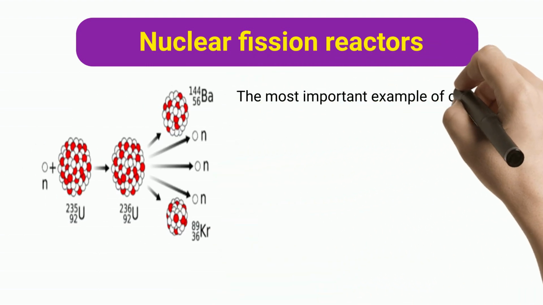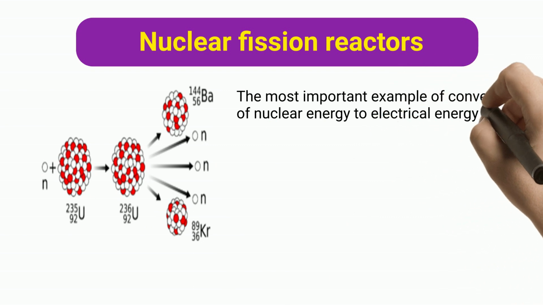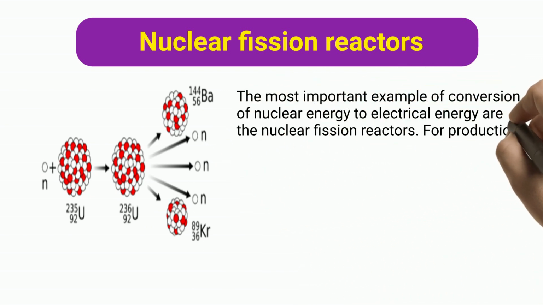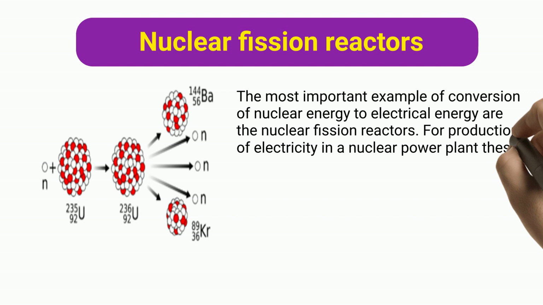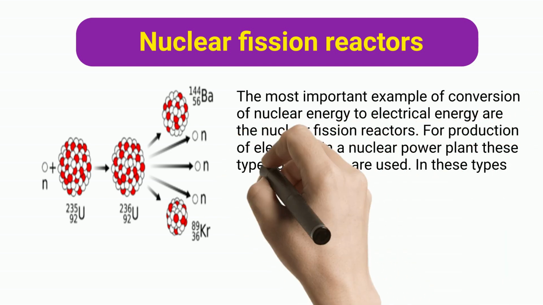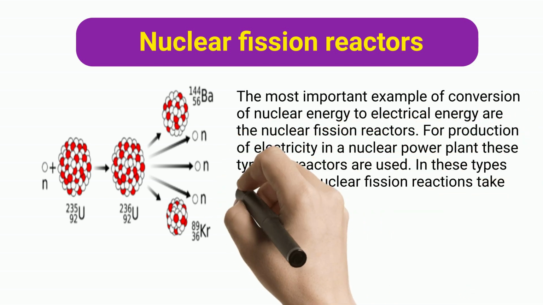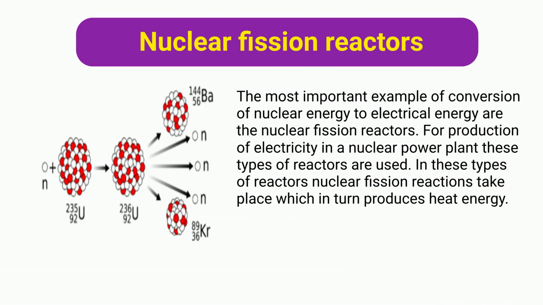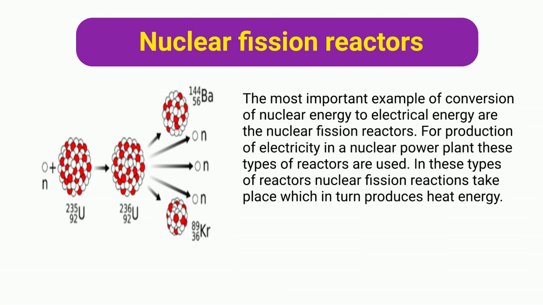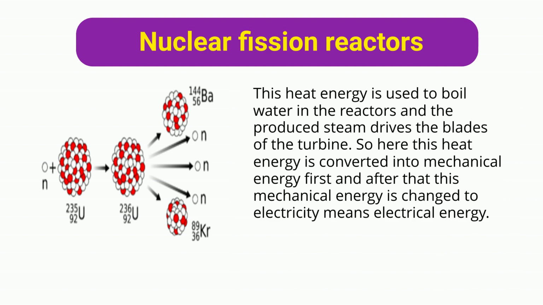The most important example of conversion of nuclear energy to electrical energy are the nuclear fission reactors. For production of electricity in a nuclear power plant, these types of reactors are used. In these types of reactors, nuclear fission reactions take place, which in turn produces heat energy. This heat energy is used to boil water in the reactors, and the produced steam drives the blades of the turbine. So here this heat energy is converted into mechanical energy first, and after that this mechanical energy is changed to electricity, means electrical energy.